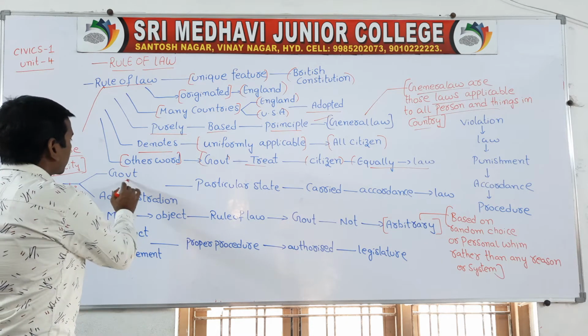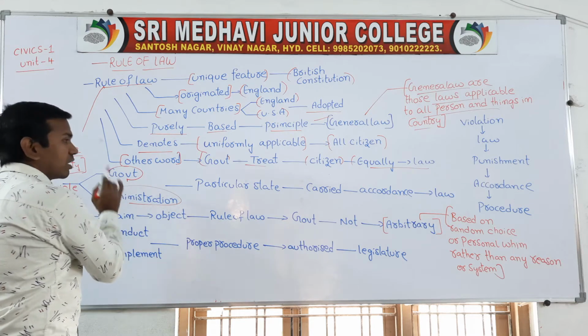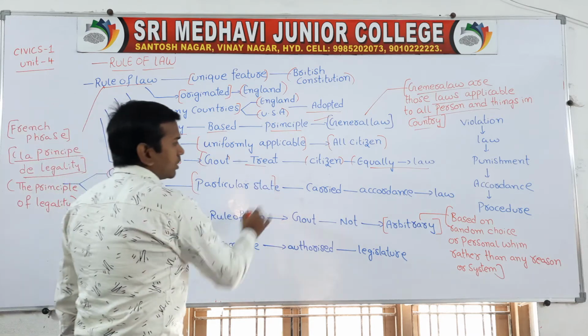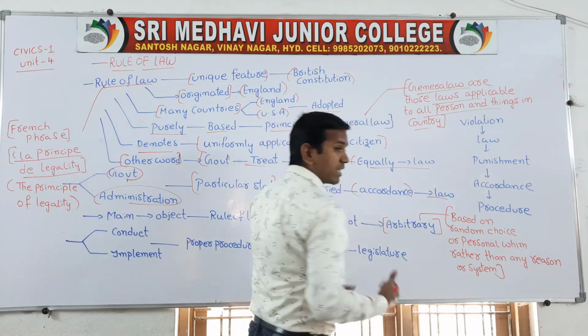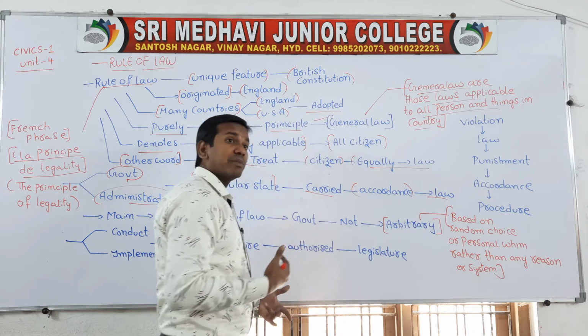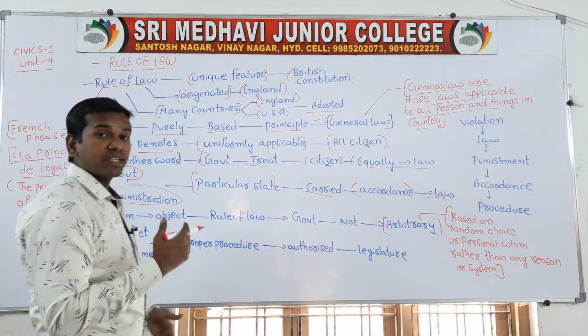Now take an example. The government as well as the administration of any particular state should carry out their activities in accordance with the law. Their administration and everything should be in accordance with the law.